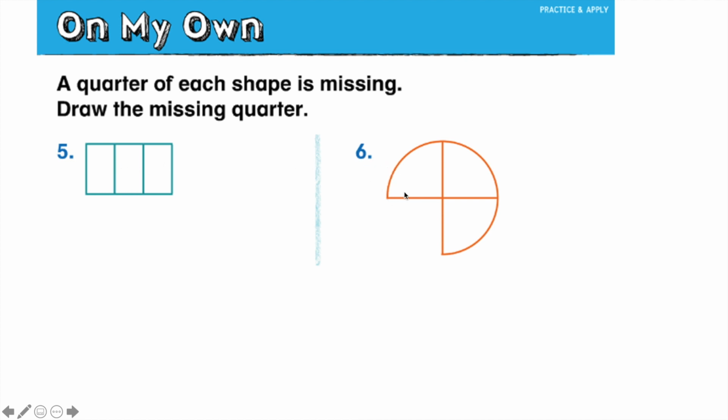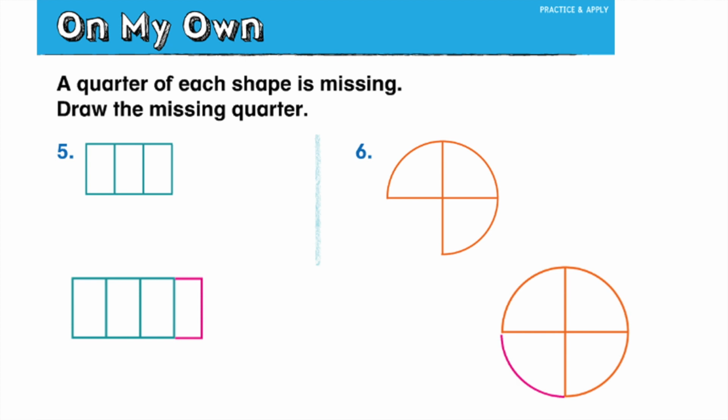Look at number 6, same thing. I see 1, 2, 3, but it says that it's quarters, so there's 1 piece missing. I need to draw it so that it's the same size and the same shape as the other 3. So going back to number 5, this is how your shape will look now because we added 1/4 to it. And number 6 would look like the complete circle because we added the missing quarter or the missing fourth.